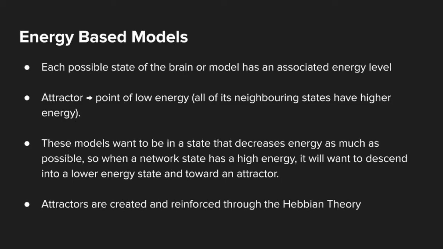More generally, in these energy-based models, each possible state of the brain or model has an associated energy level. An attractor is a point of low energy, where all of its neighboring states have higher energy than it. These energy-based systems want to be in a state that decreases energy as much as possible, so when a network state has a high energy, it will want to descend into a lower energy state and towards one of these attractors.